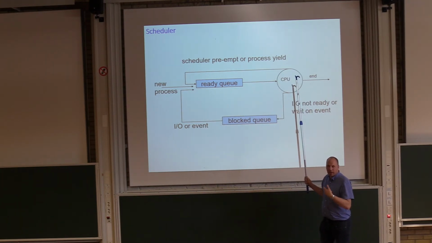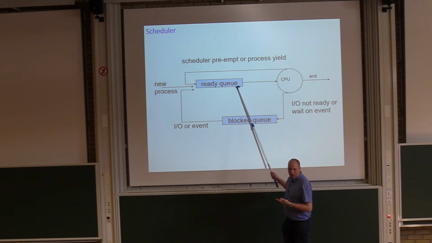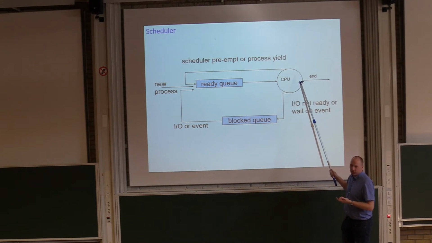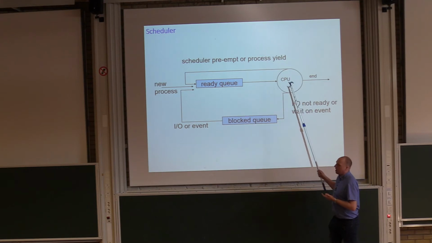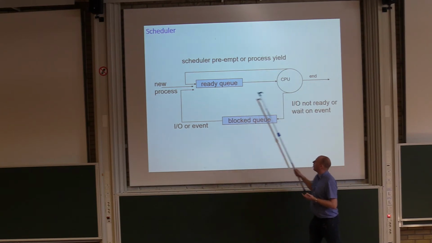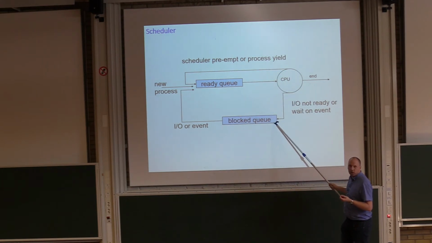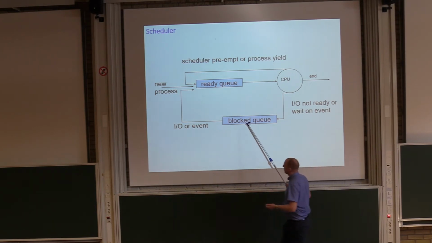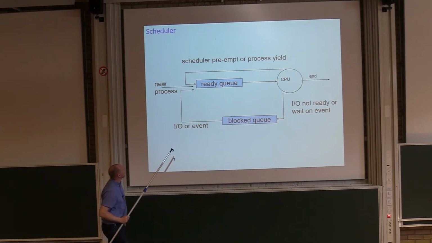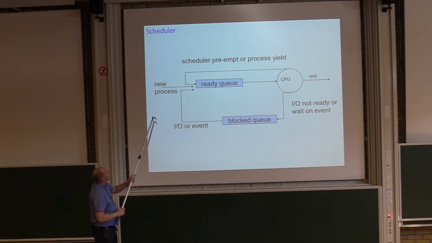It will execute until some other process becomes ready, or the currently running process for some reason is done, or will suspend itself, or it will block, waiting for something to happen. And then, as we mentioned, the process goes from blocked back to the ready queue. And new processes are always put into the ready queue.